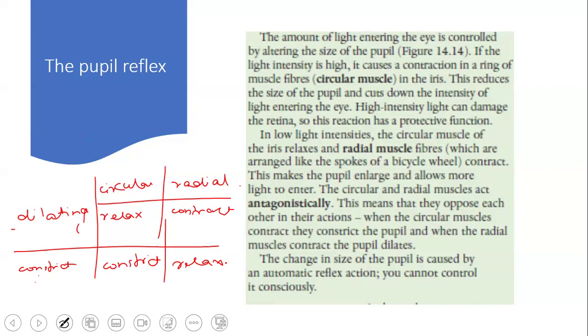So more light is able to enter the pupil, so you can see better. On the other hand, if you are in very bright light, the radial muscles will be the ones to relax and the circular muscles will be the ones to contract. The circular muscles are going to decrease the size of the pupil, so there's less light entering into the eye.